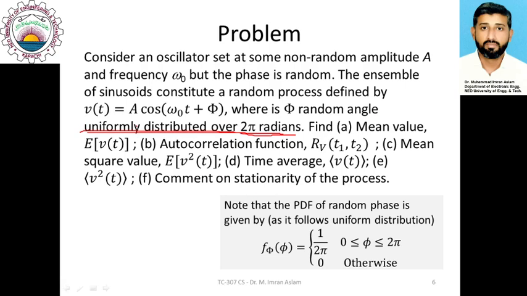Before going further, let me mention what the probability density function is for this random variable. Because it follows uniform distribution, you can use the formula of uniform distribution, and it is spanned over the range of 2 pi radians. So it exists between 0 and 2 pi, and the PDF is 1 upon 2 pi. The PDF for uniform distribution is given as 1 upon beta minus alpha. So 1 upon 2 pi minus 0 is 1 upon 2 pi. So this shows the PDF of the random variable, which is the phase angle in this case.